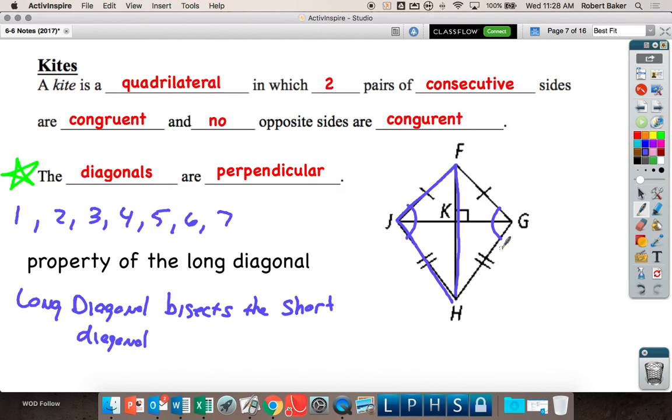And once you say that, you should be able to justify that. CPCTC says that this angle is congruent to this angle. And this angle is congruent to this angle. So the long diagonal bisects the opposite angles. Holy kite. You see how confusing this can be? The long diagonal bisects the opposite angles.